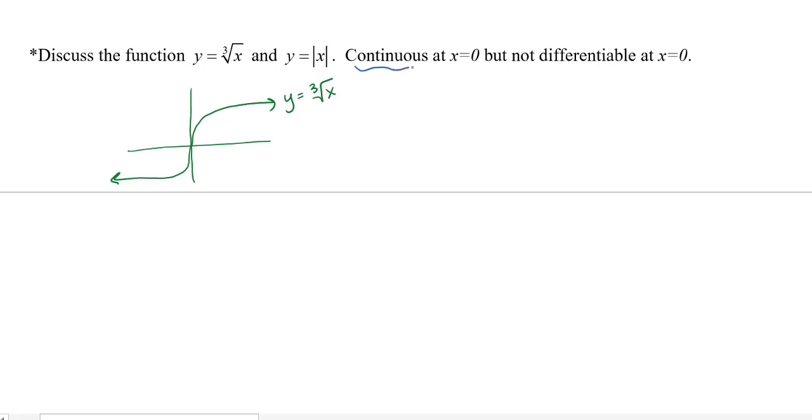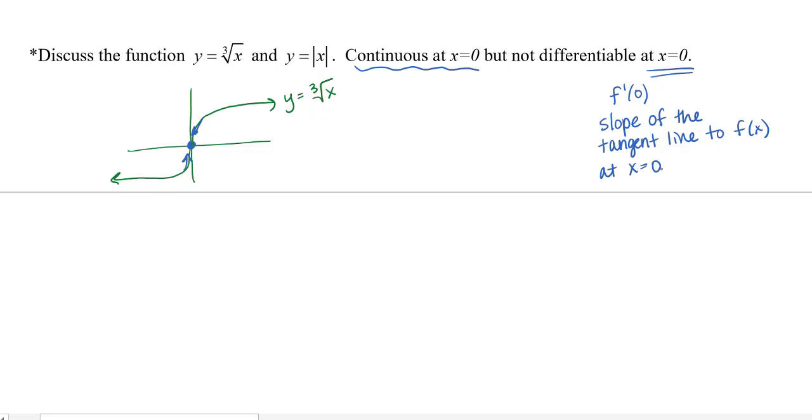And this function is continuous at x equals 0. I have a point, so my function has a value at 0, and my left limit equals my right limit. So my continuity exists at x equals 0. But why am I not differentiable at x equals 0? Well, differentiable means I can evaluate the derivative, so I could find f prime of 0, which in other words says I can find the slope of the tangent line to the function at x equals 0. Can I? Well, let's look and see what that slope of the tangent line might look like.